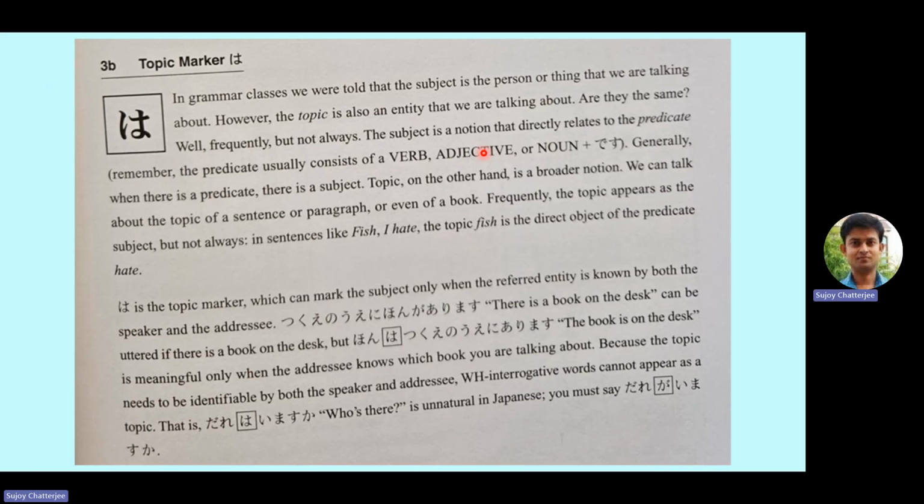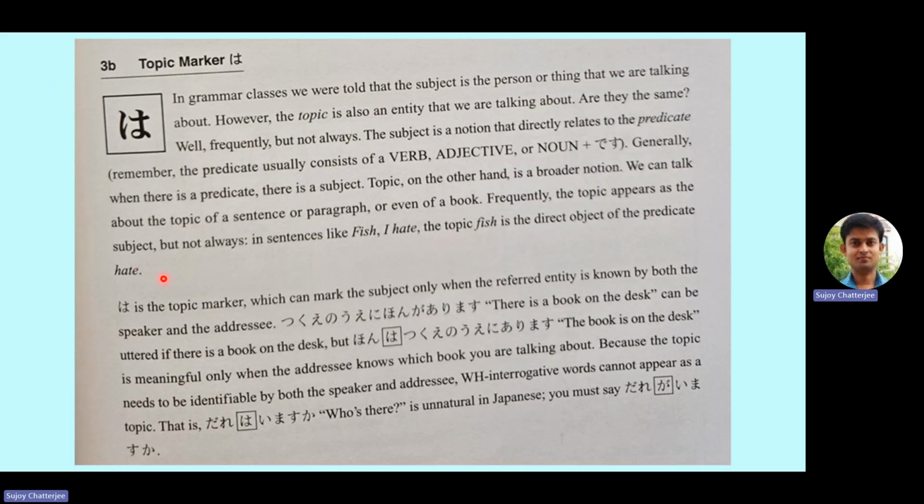That could be the topic as well, or it could not be. Generally, when there is a predicate, there is a subject. Topic, on the other hand, is a broader notion. We can talk about the topic of a sentence, a paragraph, or even of a book. Frequently, the topic appears as the subject, but not always. In sentences like, fish I hate, the topic fish is the direct object of the predicate hate.